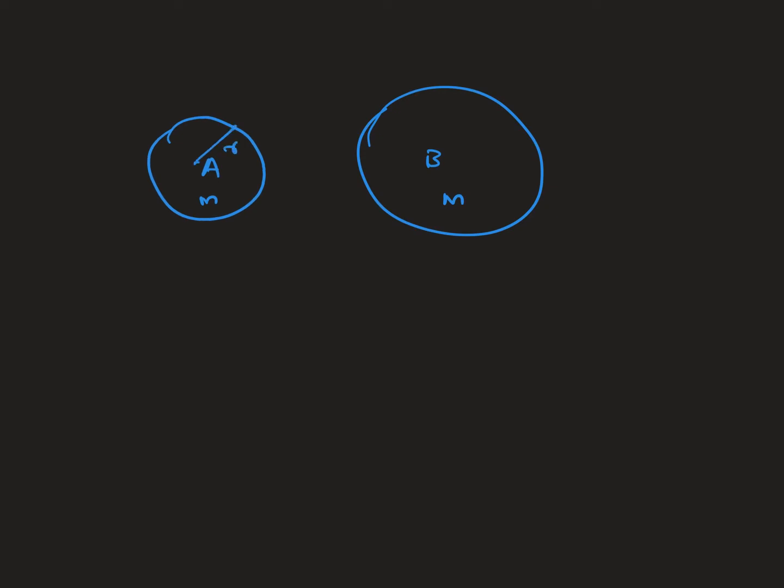Something else that we need to know is that if we have two planets, planet A and planet B, the mass is different and the radius is different.